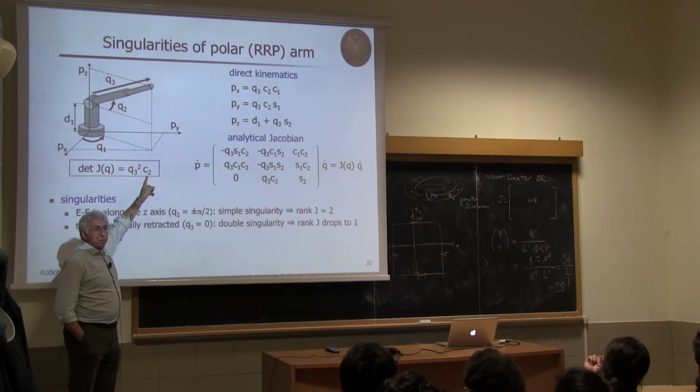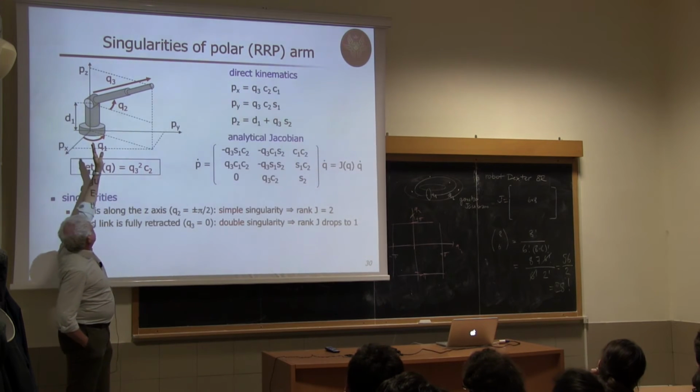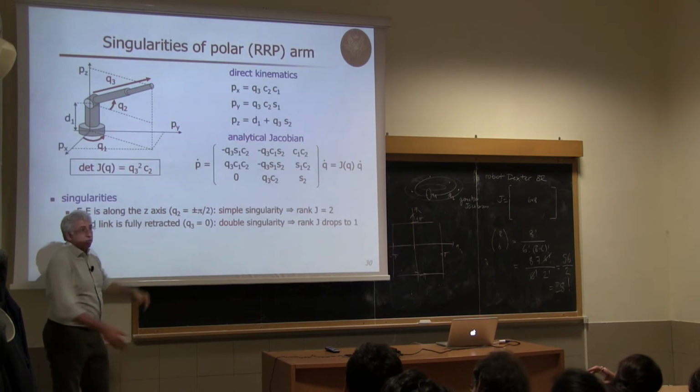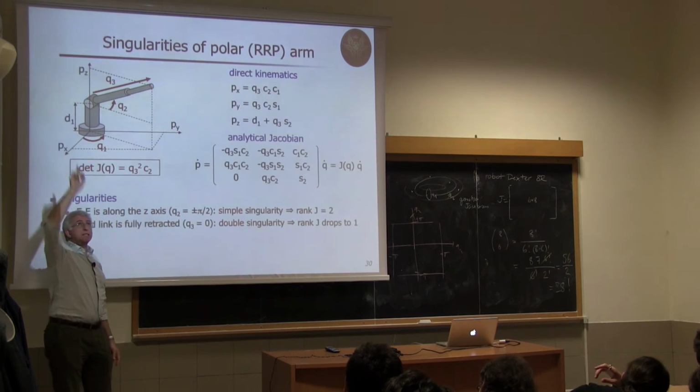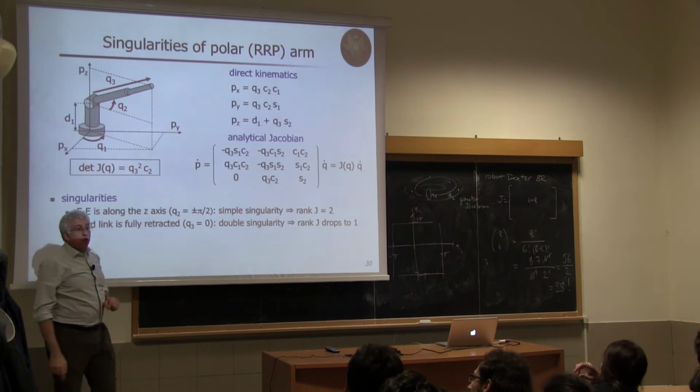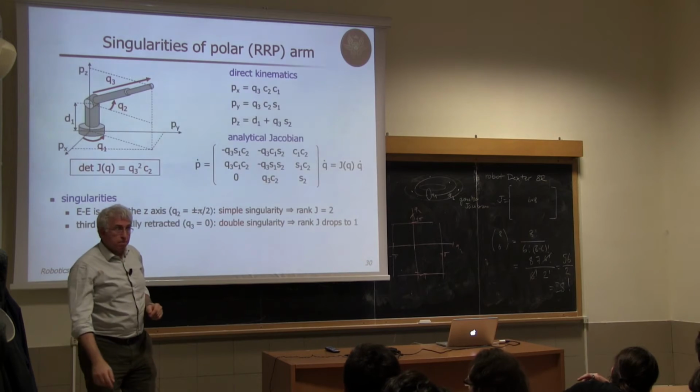C2 is 0 means that Q2 is either pi over 2 or minus pi over 2. It's the same. Just look at this situation. It means that the end effector is placed on the vertical of the joint 1 axis. Okay?